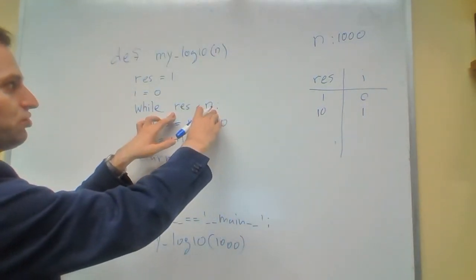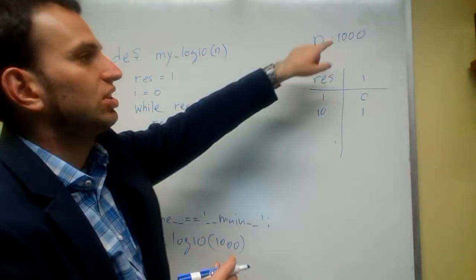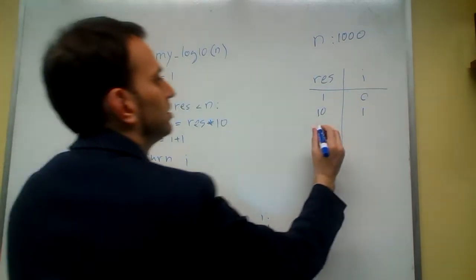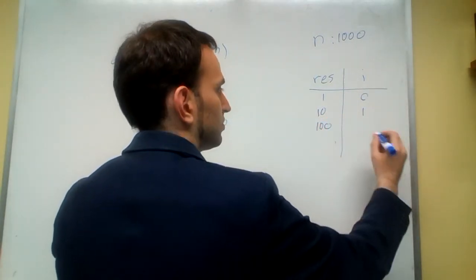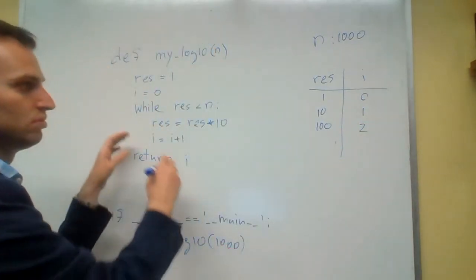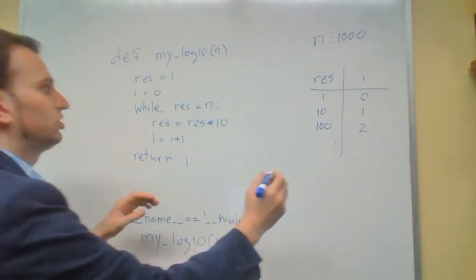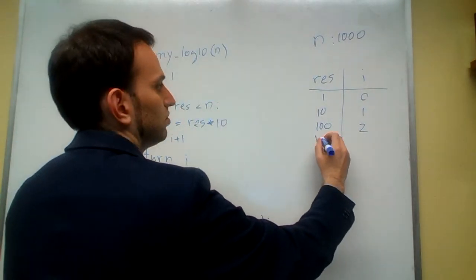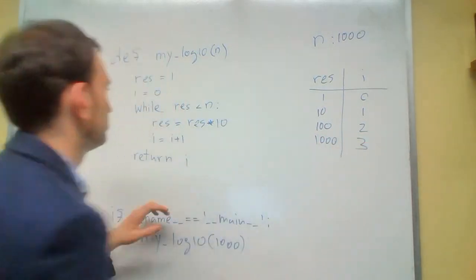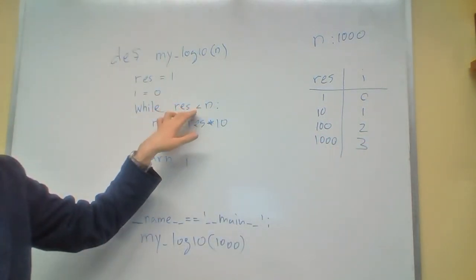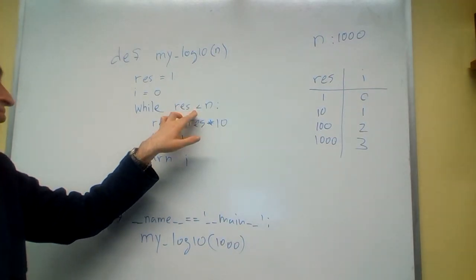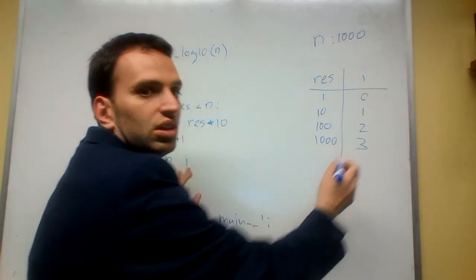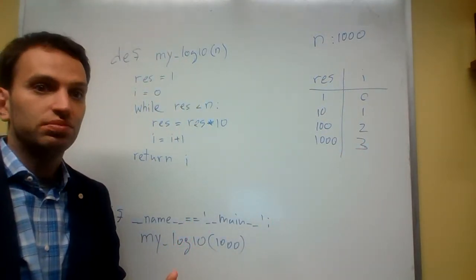Check again. Is result smaller than n? Well, yes, 10 is smaller than 1000. Again, multiply result by 10, add 1 to i. So this is going to be 100 and 2. Again, 100 is still smaller than 1000. So is result smaller than n? Yes. Multiply by 10. This is 1000, and this is 3. Check again. Is 1000 smaller than 1000? Well, no, it's not. That means we jump here, and we return i, which is 3, which is the right answer.